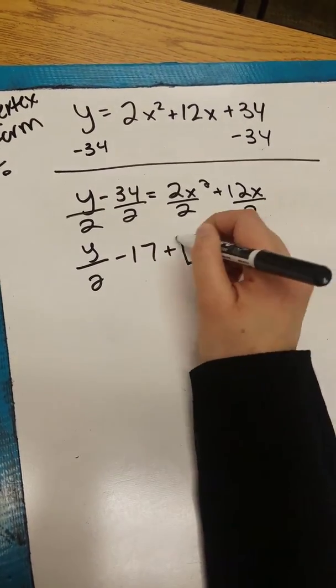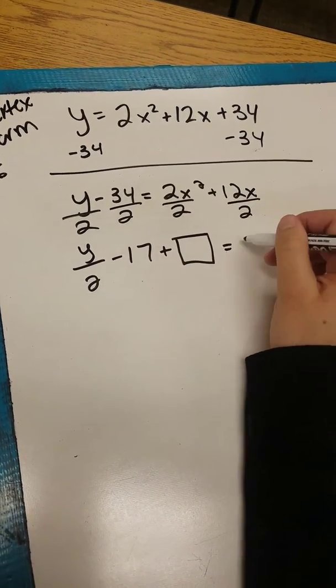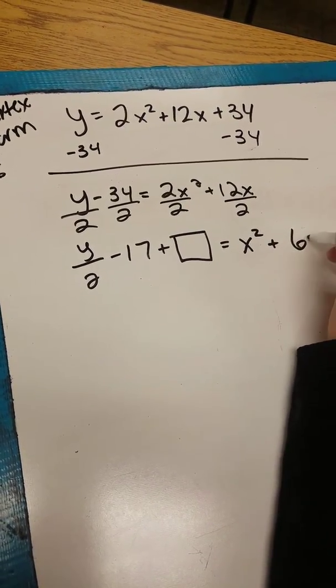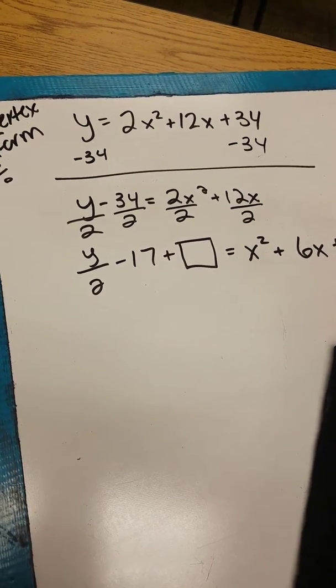We can put in our boxes. So I'm going to add a box. Our 2 and our 2 cancel, leaving us with x squared. 12 divided by 2 gives us a 6x. And again, we're going to put in a box.